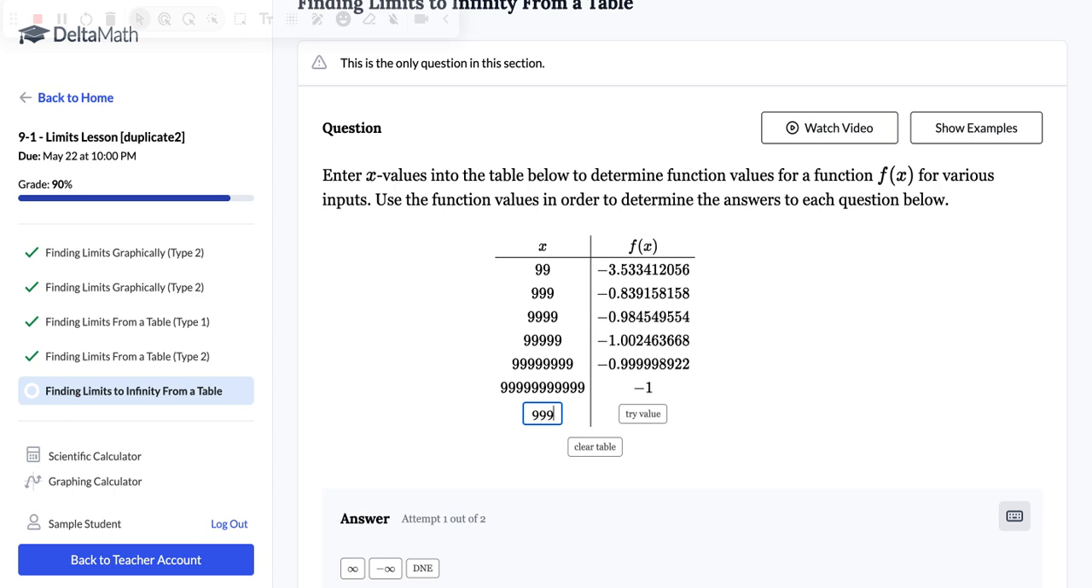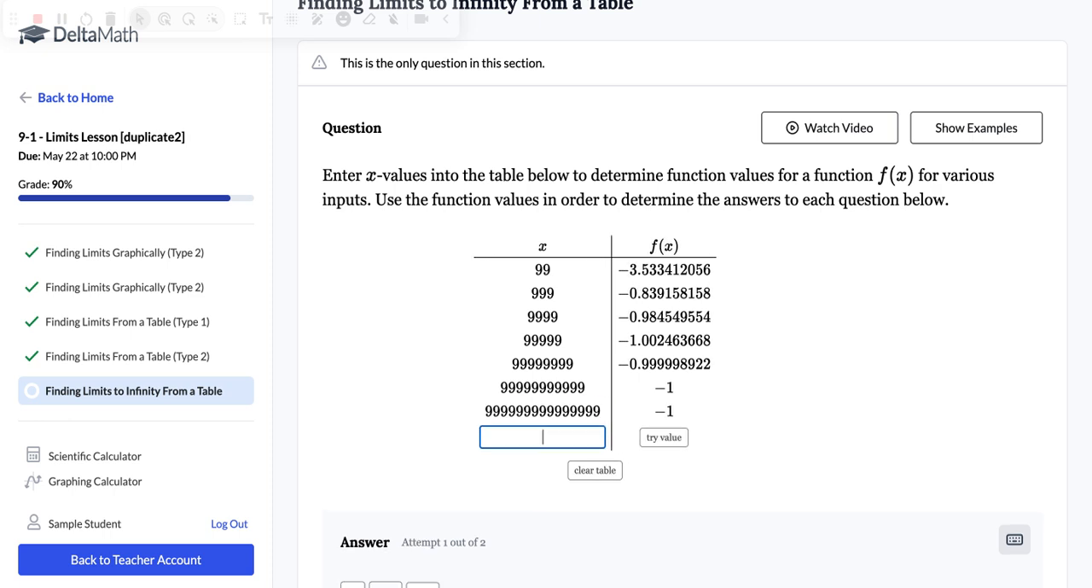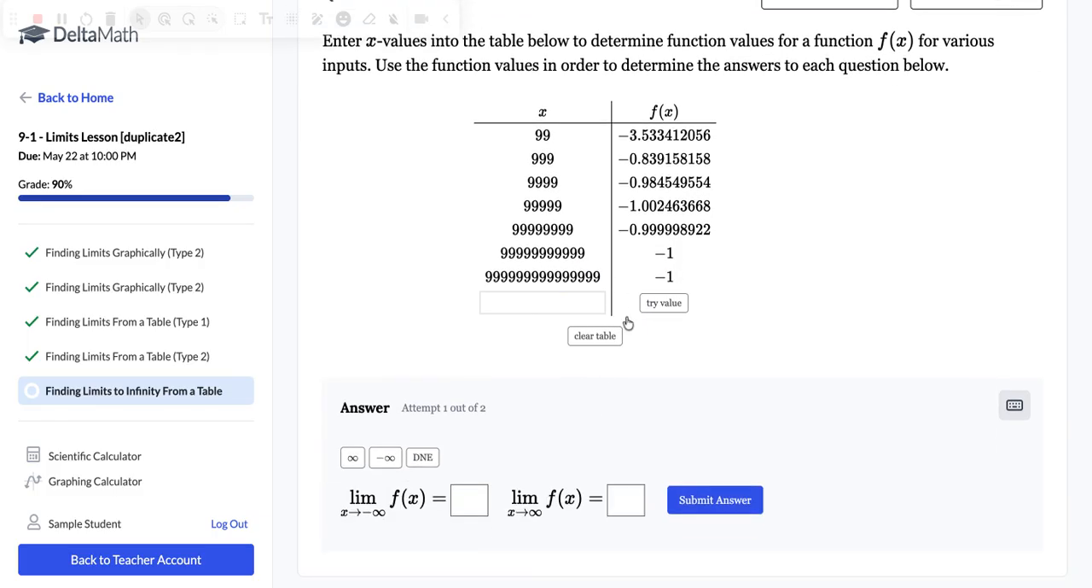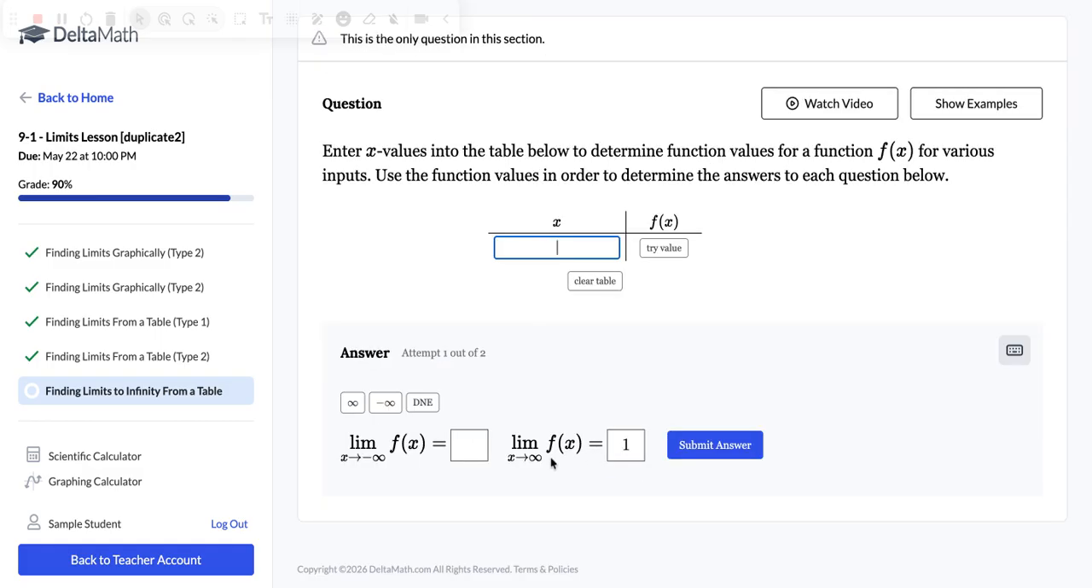Okay, I think this number is so large that it automatically rounds. There's so many decimal places with 9. It's too close to -1 to call it anything else. Okay, so that's positive infinity.